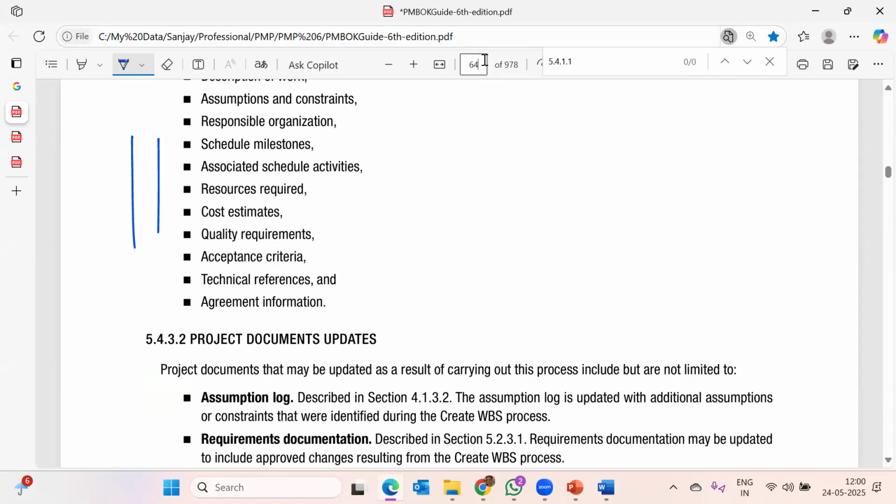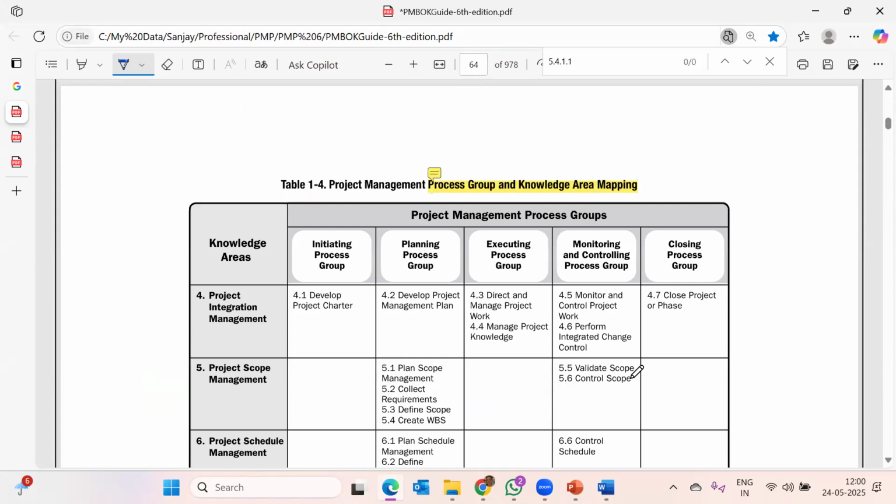One minute, let's see. I think it is 5.5.0.4. 5.5 is Validate Scope. So the Validate Scope input is what Kuldeep is asking. 5.5.1.1. So let's see this. This will be the inputs for Validate Scope.